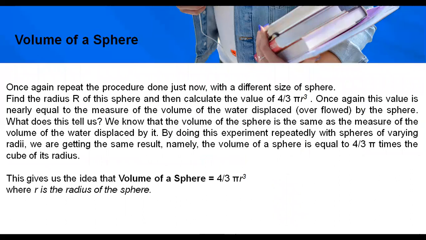We can repeat this experiment repeatedly with spheres of varying radius and we get the same result. That is, the volume of the sphere is equal to 4/3 times pi times the cube of its radius. Thus, the volume of the sphere is equal to 4/3 pi r cube, where r is the radius of the sphere.